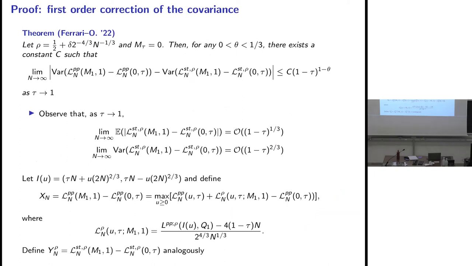I recall that we are taking rho to be 1/2 plus alpha, for alpha scaling as 1 over the cube root of n, and we are considering the endpoint for the LPP at a shorter time on the diagonal. And then we want to prove this formula, so that we can approximate the variance of the point-to-point LPP increments with the variance of the stationary LPP.